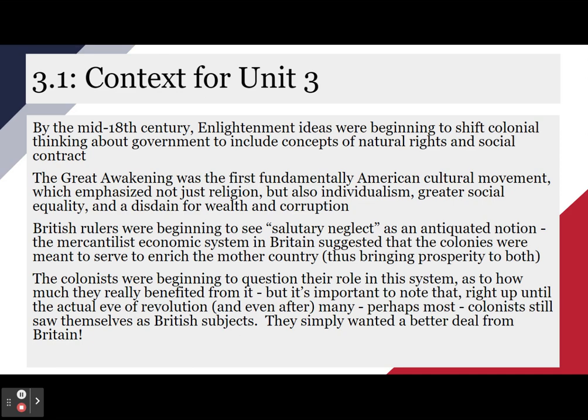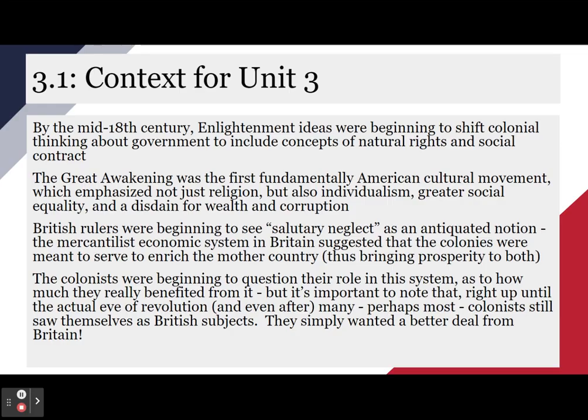On the other side of the Atlantic, the British rulers are beginning to see salutary neglect as this antiquated notion, this idea that we should just leave the colonies alone and they're too expensive to worry about. Their mercantilist system in Britain was really pushing to say, look, these colonies are meant to serve the mother country. That is the whole point of colonies, is to help increase a favorable balance of trade so that we're exporting more products than we're importing.